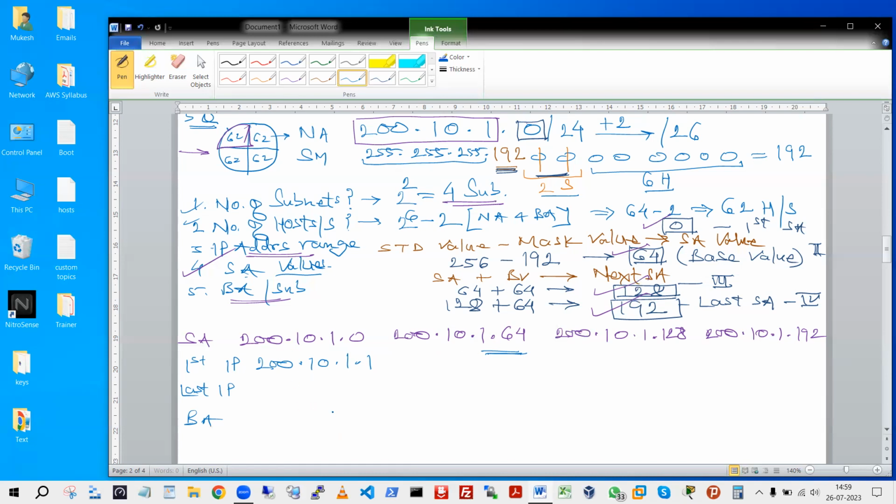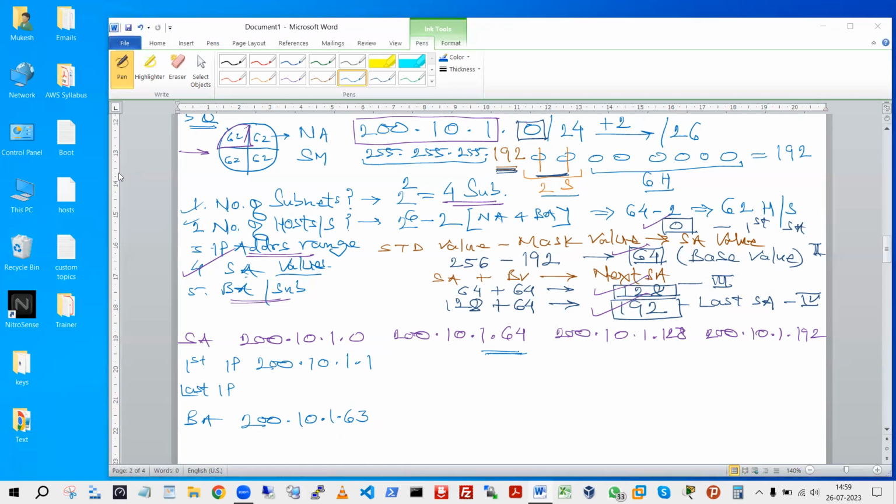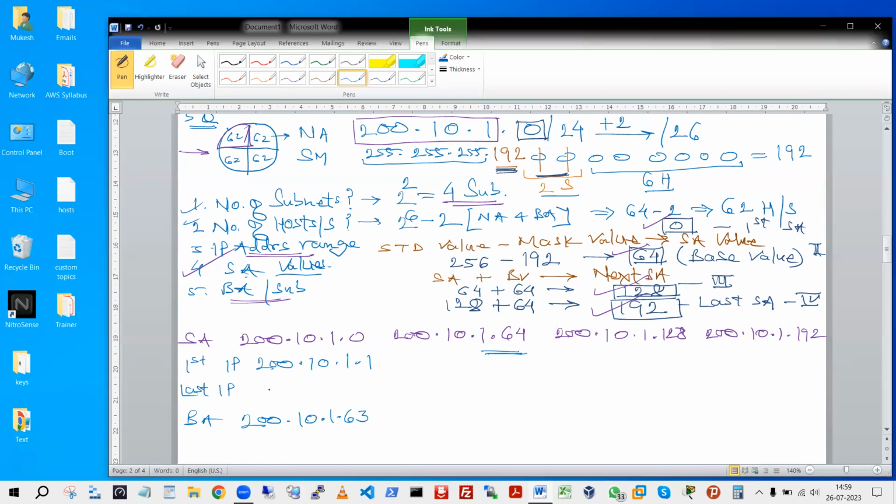One less will be 1.63. This is 210.1.63, and one less than the broadcast, that is the last IP. Last IP is one less than the broadcast address, that is 210.1.62. This is the last IP, and this is going to be your IP address range for the first subnet, counting from 1.1 up to 1.62.